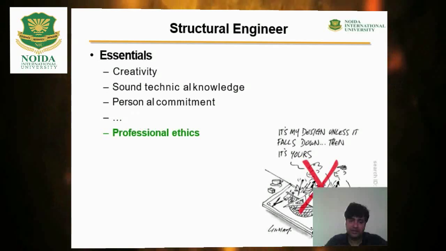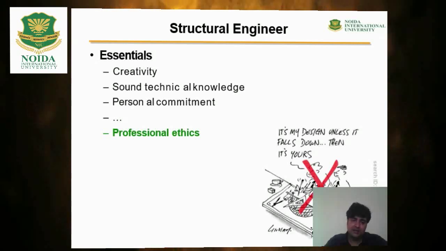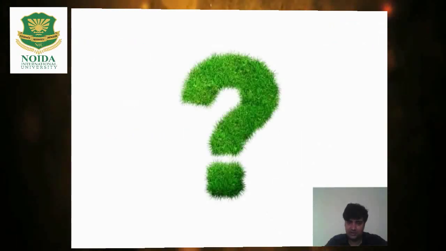Now going to the next one, the essentials. What are the essentials, or the eligibility, of being a good structural engineer? He should have creative ideas, good technical knowledge, which I discussed at the time of the definition of design, and personal commitment towards the work and professional ethics. So these are the essentials of any structural engineer.